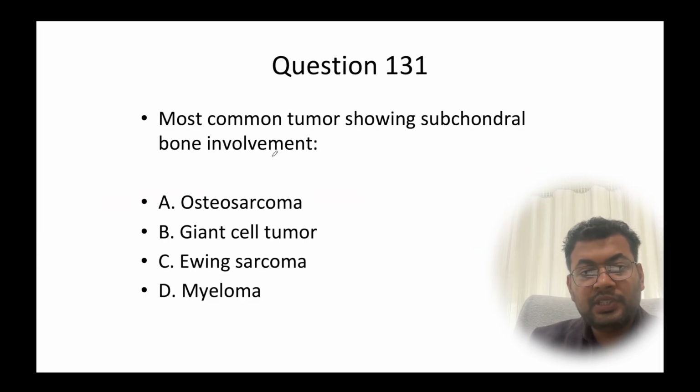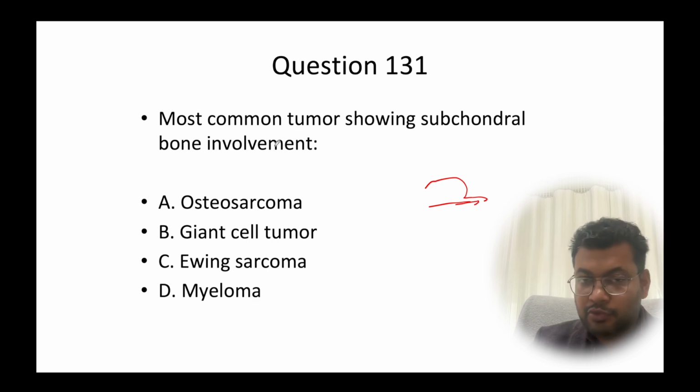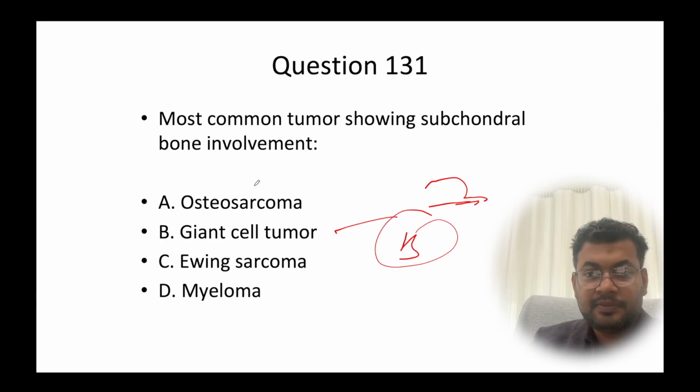Most common tumor showing subchondral bone involvement. Osteosarcoma, giant cell tumor, Ewing sarcoma, myeloma. So the GCT is mostly an epiphyseal tumor, and it will show the subchondral bony involvement. So answer is B, GCT.